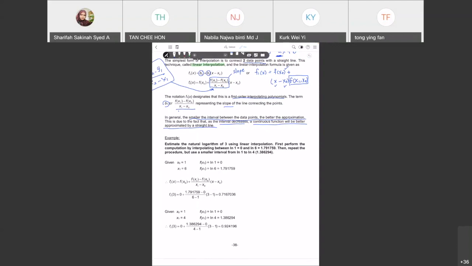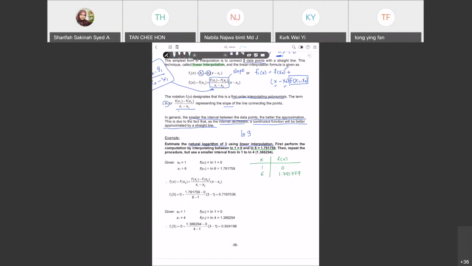So now you have to estimate the natural logarithm of 3. So the natural logarithm of 3 is ln 3. Don't use your calculator. We have to estimate using the Newton method, using linear interpolation. First, perform the computation by interpolating between ln 1 and ln 6. The first data point is ln 1, and the function value is 0. For ln 6, the function value is 1.791759.